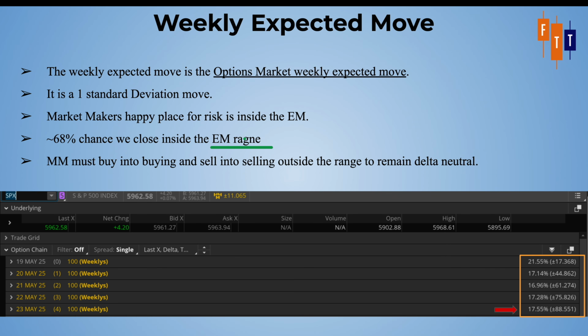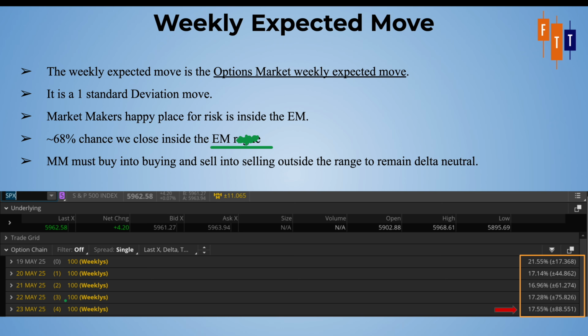I wrote range wrong. We're going to just X that out, pretend that didn't happen. And the market maker must buy into buying and sell into selling when we get too far outside that range to remain delta neutral. So on Thinkorswim, and this is on TradingView and stuff too, but I use Thinkorswim, so this is my example. It's the Friday expiration.